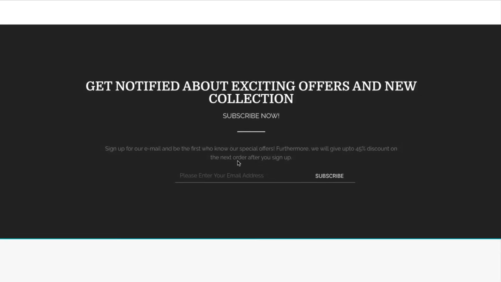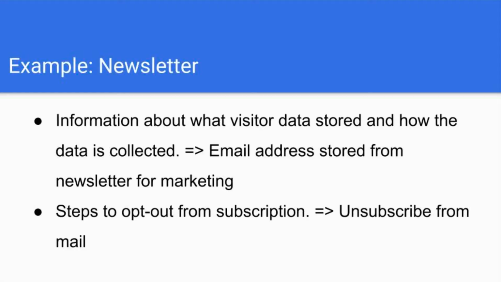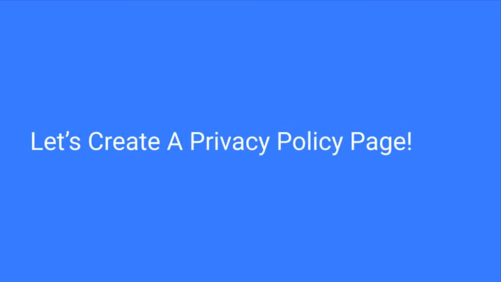For the demonstration, we'll take a newsletter's example. You will have to include a section stating that you are storing emails via newsletter. Based on the visitor preference, the organization may send marketing emails for product, services, and offers. If the visitor doesn't wish to get emails, he can unsubscribe from the mail. Let's create a privacy policy page.